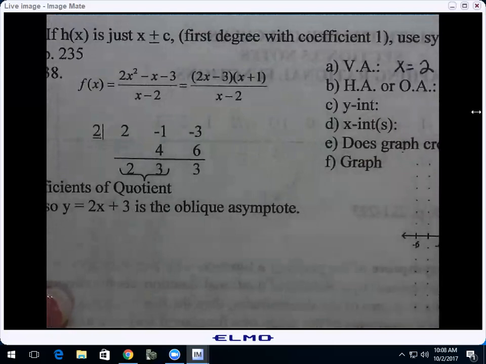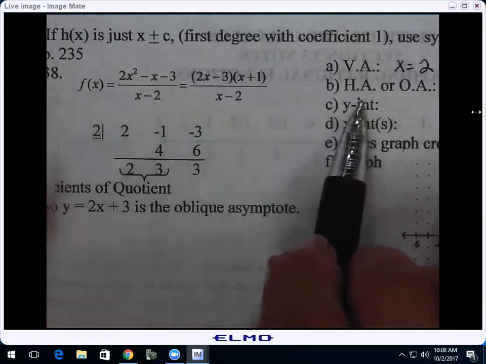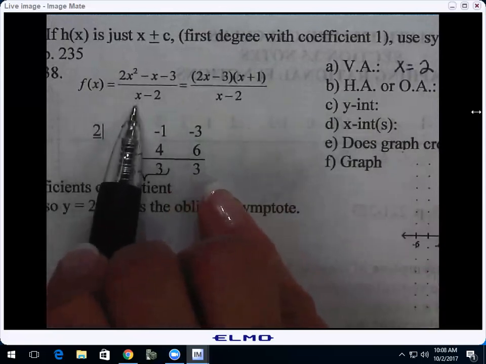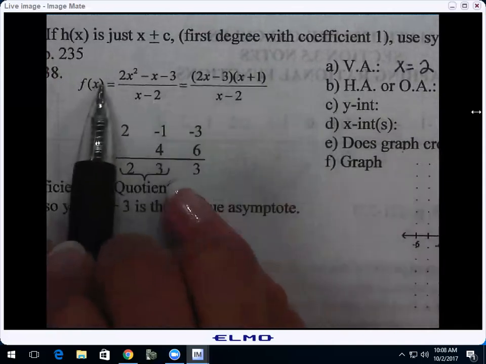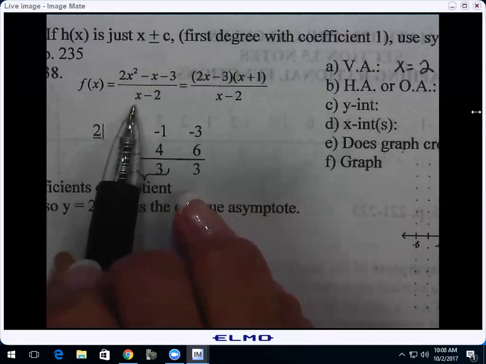And then when I went to the B part to try to figure out where the horizontal asymptote is, I said the degree of the numerator is greater than the degree of the denominator. What does that tell you about horizontal asymptote? There isn't one. But then bells and whistles go off to remind me if there isn't a horizontal asymptote, but the degree of the numerator is just one more than the degree of the denominator, then there's a slant asymptote or an oblique asymptote. And you find that by division.